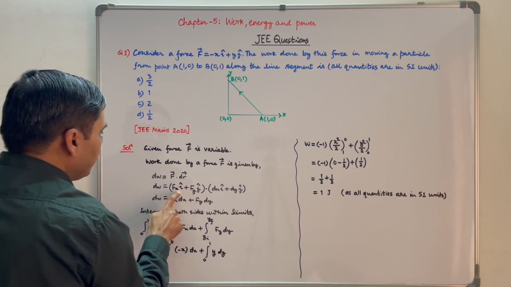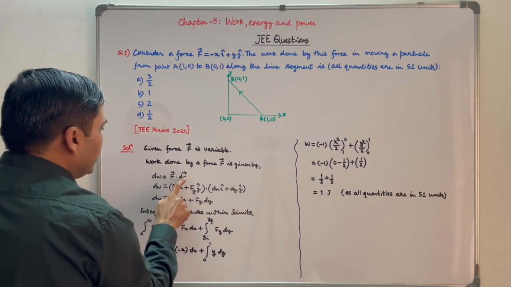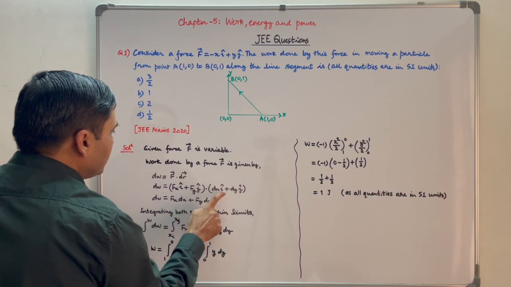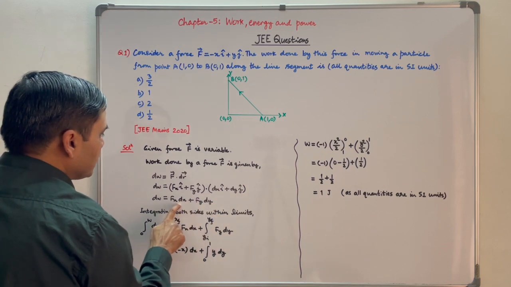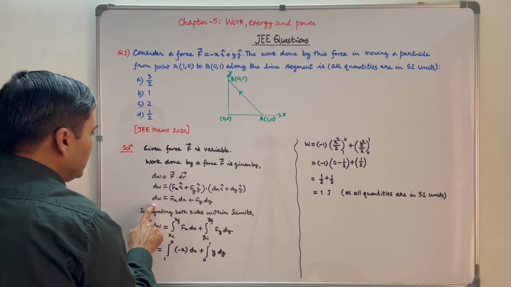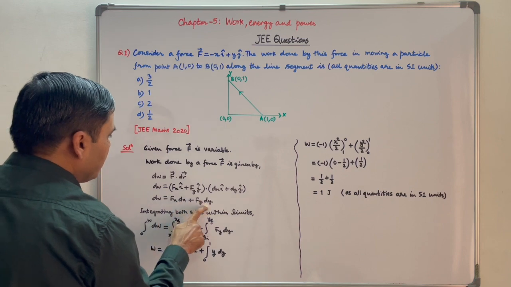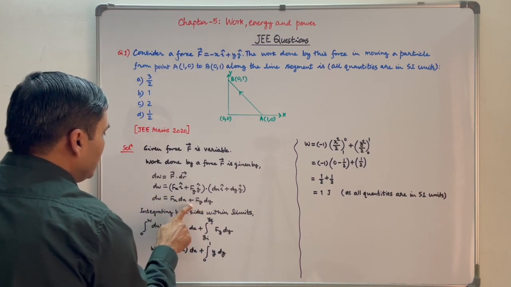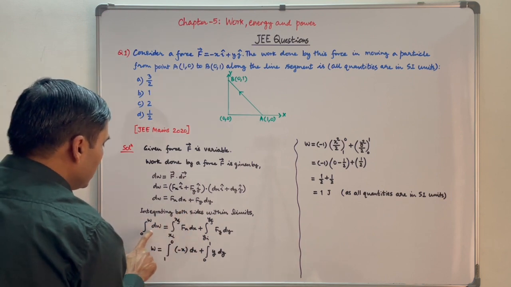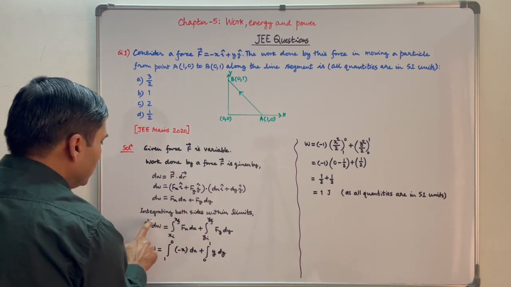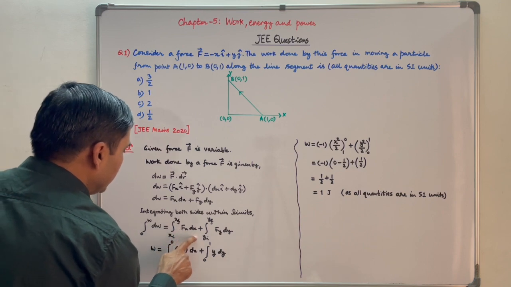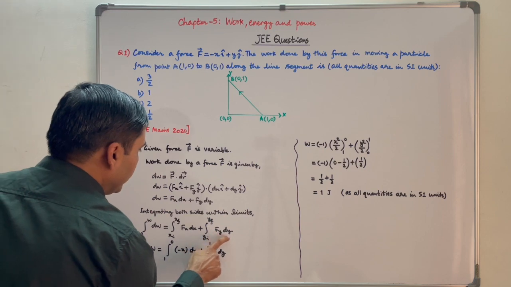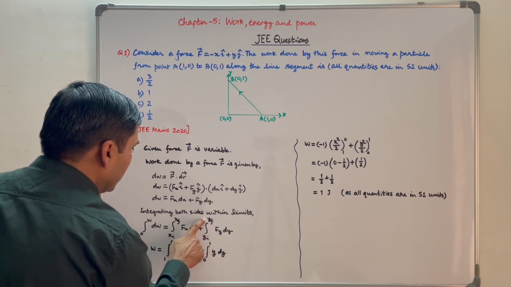F can be written as Fx i plus Fy j and dr can be written as dx i plus dy j. Dot product of these two vectors will give Fx dx plus Fy dy. That means dW is equal to Fx dx plus Fy dy. Now we can integrate both sides of this equation within limits. We get integration of dW from 0 to W is equal to integration of Fx dx from x initial to x final plus integration of Fy dy from y initial to y final.